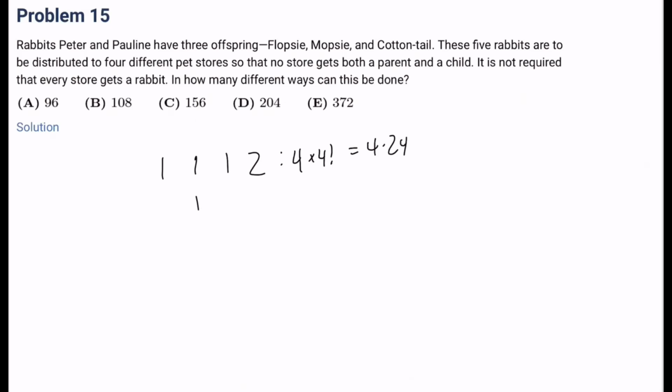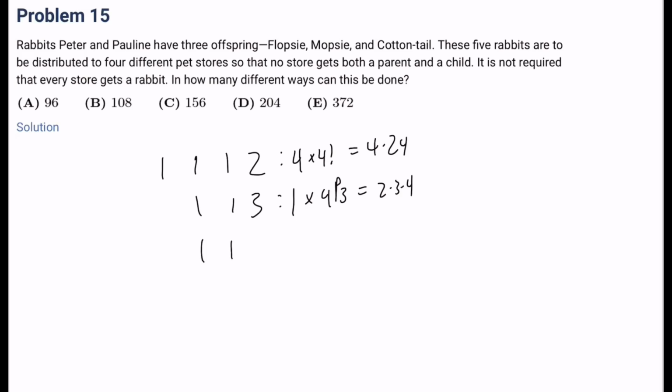Next, we can have 1, 1, 3, like that. And so 3 can go together, and 1 can go separately. The only way to do that is for these 3 to be Flopsy, Mopsy, and Cottontail. So that's only one way, times, and then same thing, the number of pet stores, so that's just 4P3. So this is just 1 times 2 times 3 times 4.